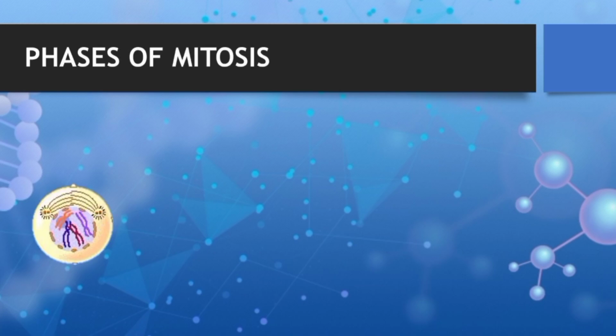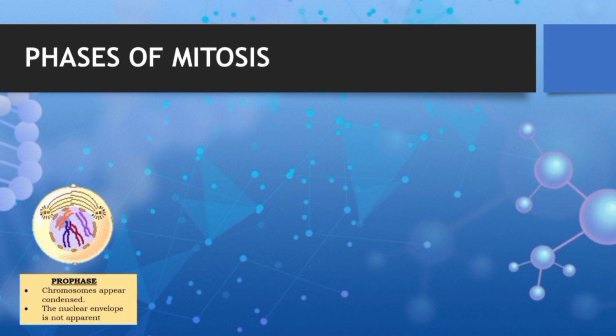Alright, so the phases of mitosis are the following. Kindly look into the diagram. This one is prophase, and what happens here? Ito yung sinasabi ko. Chromosomes appear condensed. Kanina, parang mga sinusinulid lang. But ngayon, medyo mas makakapal na sila at saka mas mataba, and they are more visible. Then the nuclear envelope is not apparent. Yung nuclear envelope, yung nakapalibot or covering ng nucleus, ay unti-unti na siyang mawawala during prophase.